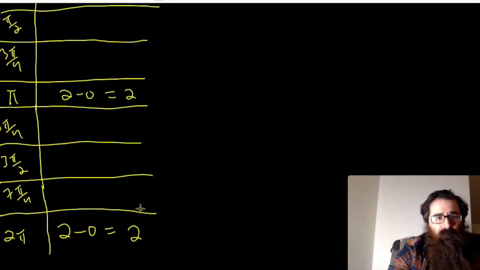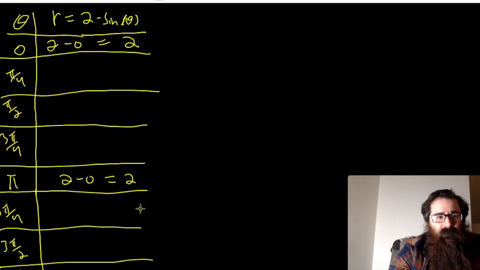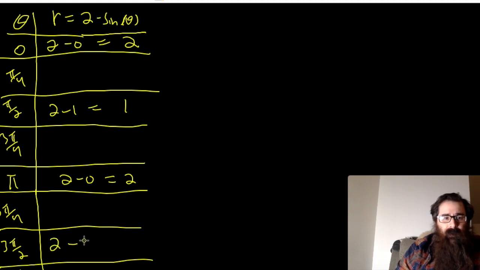So I get 2 for all of those values. And then maybe the next nicer values would be pi over 2 and 3 pi over 2. We know that sine pi over 2 is 1, so I get 2 minus 1 gives me 1. And at 3 pi over 2, I get negative 1, so 2 minus negative 1, which is 2 plus 1, gives me 3.